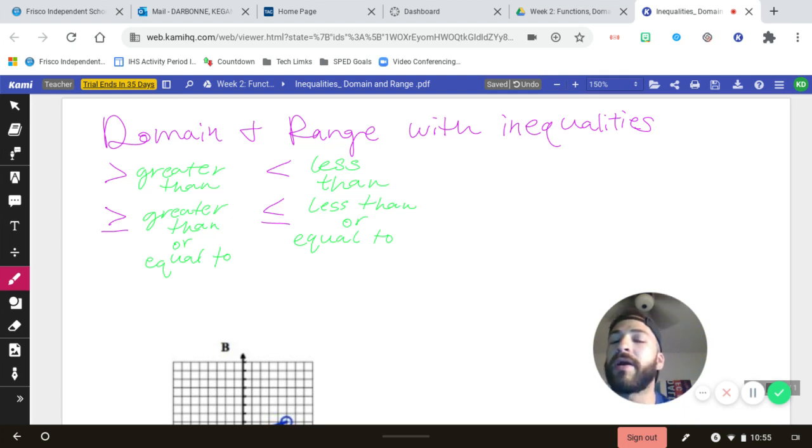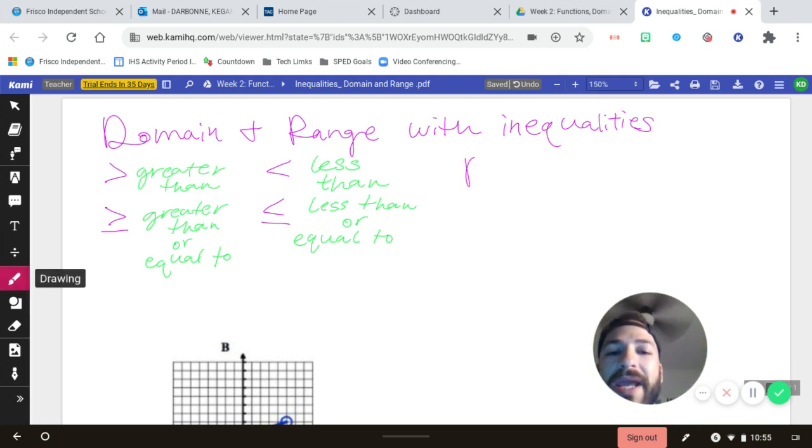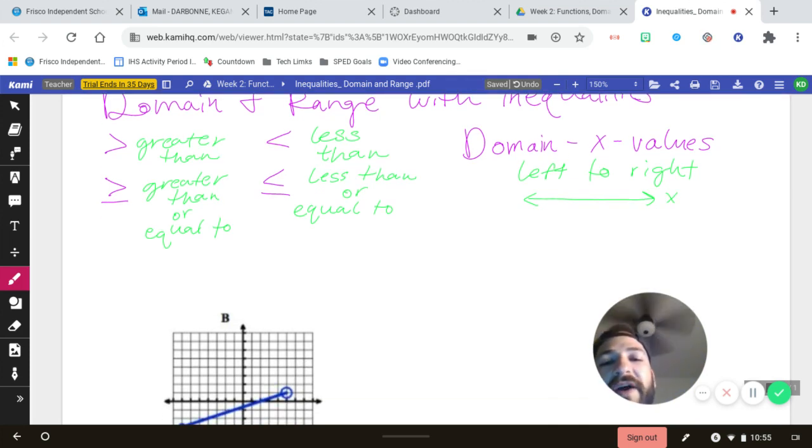So we've talked about our inequality signs. The next thing we need to talk about is what domain and range is. A reminder from yesterday's lesson: domain, with an I, has to do with our x values. Remember, x values on a graph go left to right. So our nice little horizontally moving values.